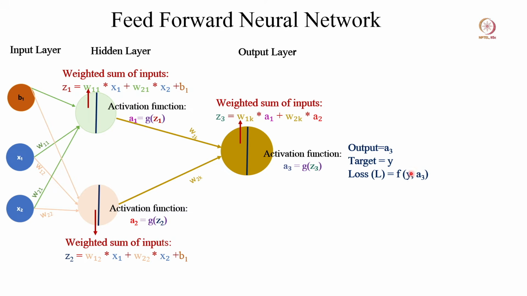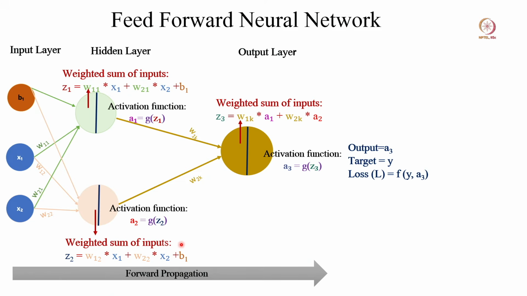Now, that means the loss is a function of your ground truth value or the target value and the output that you are getting from the neural network. The entire process that I explained till now is called forward propagation, which means the information is passed in the forward direction.